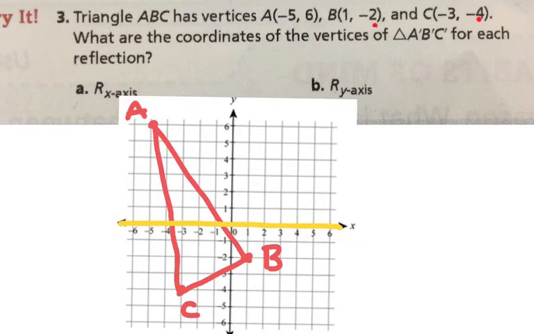So my point A used to be up here at -5, 6. When it rotates over, it's going to be down here at -5, -6. So right here, this is my point A prime. B used to be at 1, -2. Now it's going to be at 1, +2, which is here. This is B prime. And then C used to be at -3, -4. So now when I reflect that, that's going to be at -3, +4.